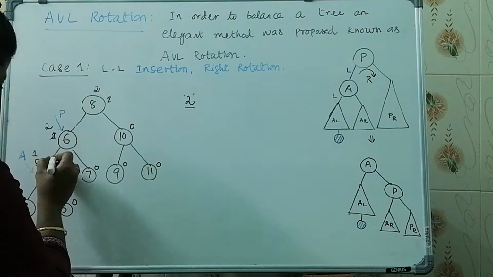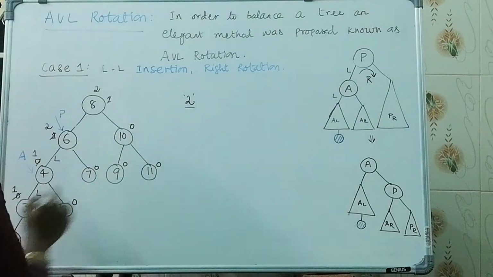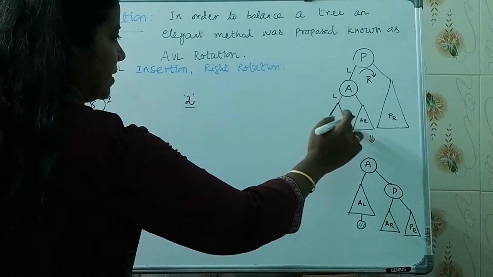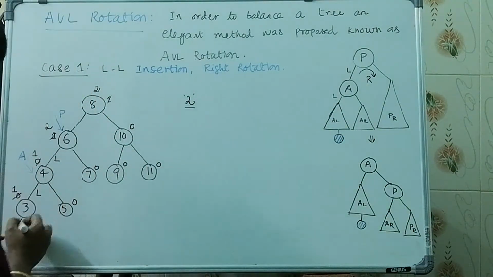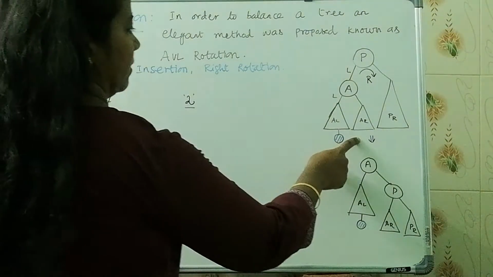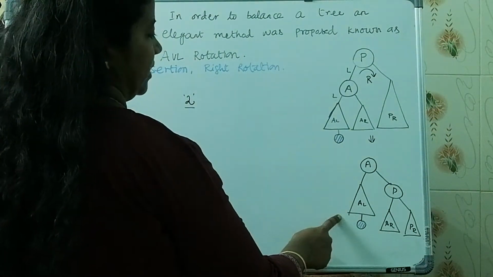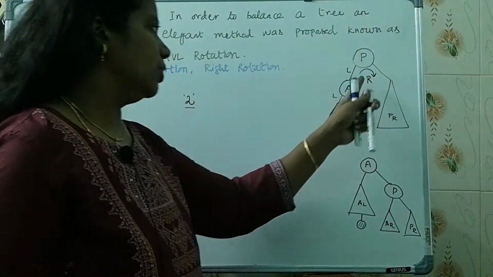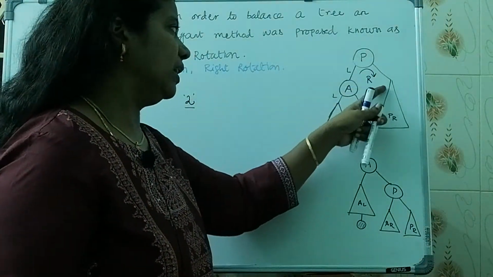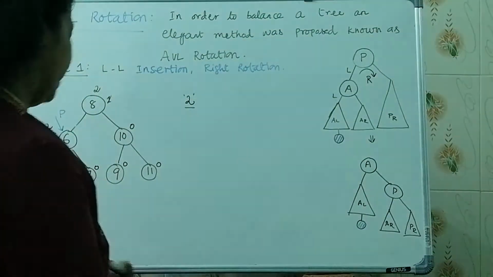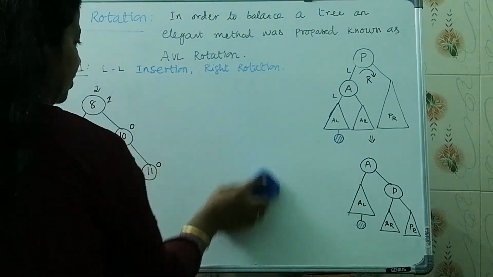This satisfies case 1: the insertion happens in the left subtree, and its left subtree is 3 and then its left is 2. Since it satisfies case 1, we have to rotate this tree as I have discussed earlier. So what's the solution? You rotate this P to the right side once. That is also called a single rotation. Fine. Now let me give the solution for this.